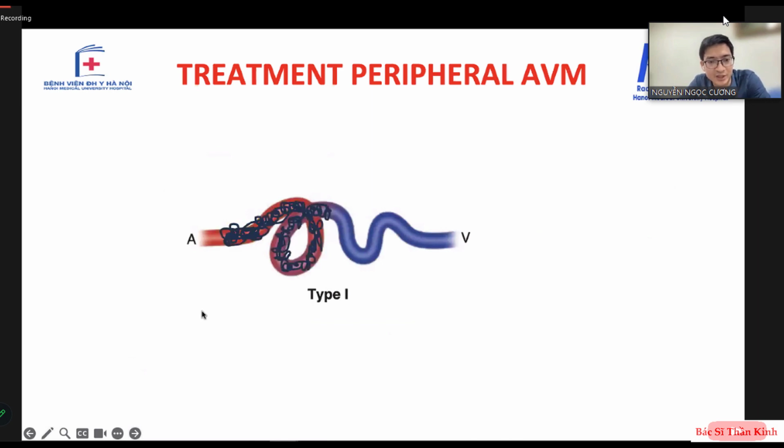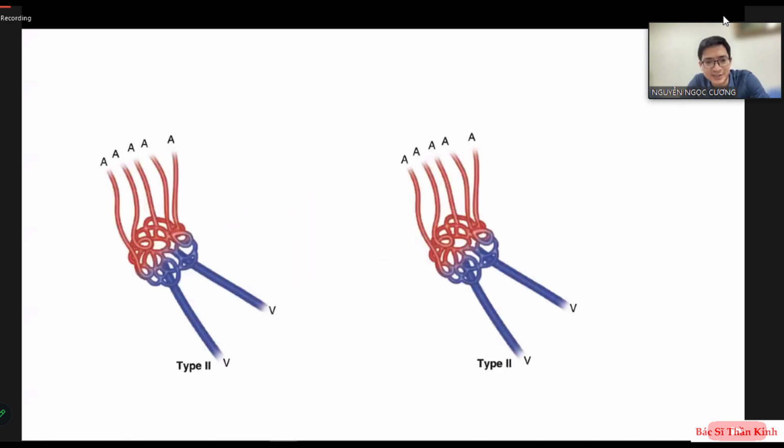With type 1, the treatment is very easy and simple. We just occlude the feeding artery: we can go through the artery, put in the coil or the glue, and occlude it easily. But for type 2, we have to go from the vein, and then we occlude all the nidus with glue, coil, or even absolute ethanol, or we can puncture directly into the nidus and inject the embolic materials, and we cure the AVM. This is type 2.